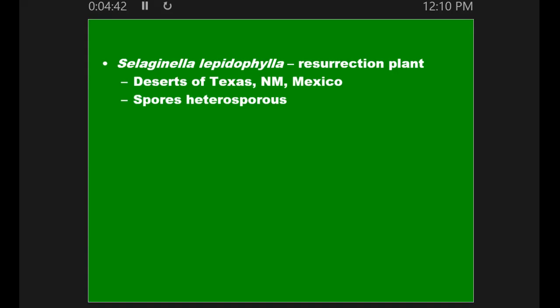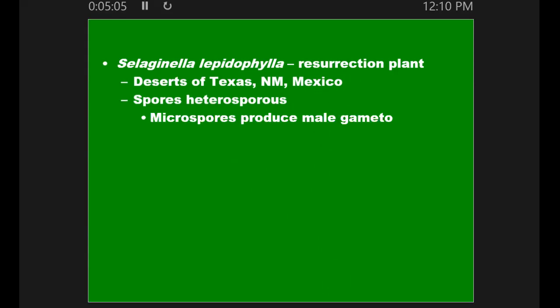It's amazing. This one is a little weird in other ways too, in the sense that its spores are heterosporous. I'll show you a picture of that. What that means is they look different from each other and they'll give rise to a male gametophyte and a female gametophyte. I'll get back to that in a minute. Oh, well, let me introduce these terms right now.